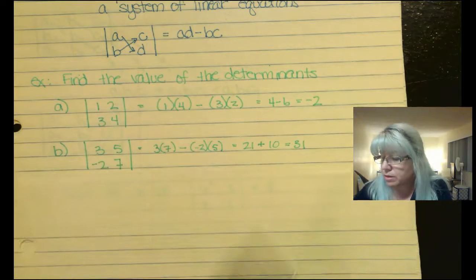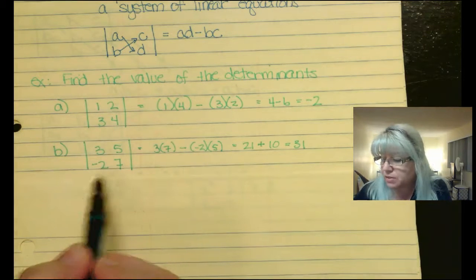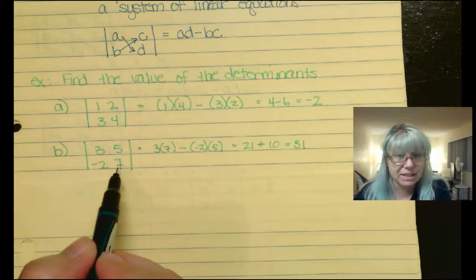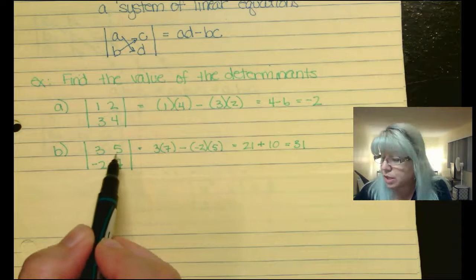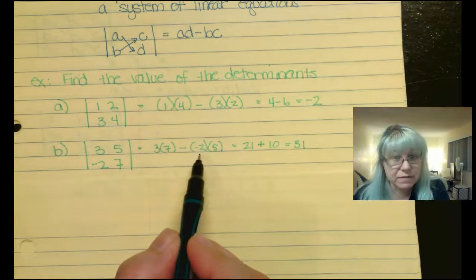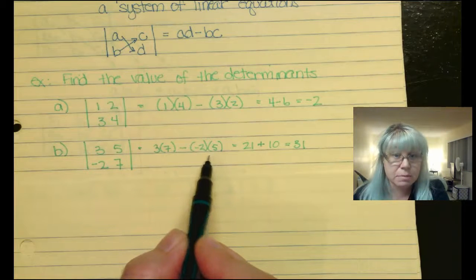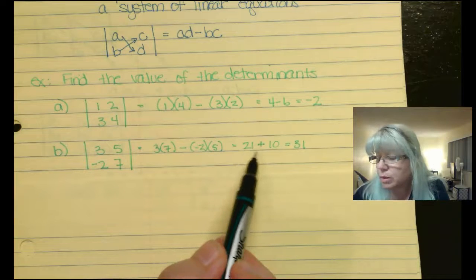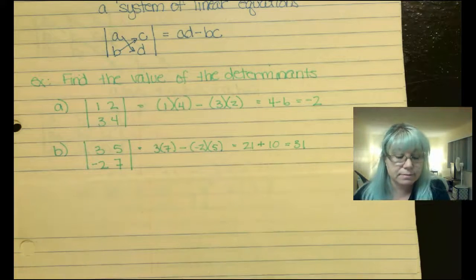Let's try another one. The matrix 3, 5, negative 2, 7. Take the diagonal: 3 times 7 minus negative 2 times 5. 3 times 7 is 21. Negative 2 times 5 is negative 10, but subtracting a negative 10 means add 10. So 21 plus 10 is 31.